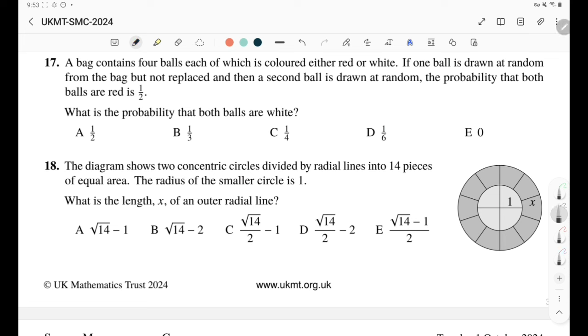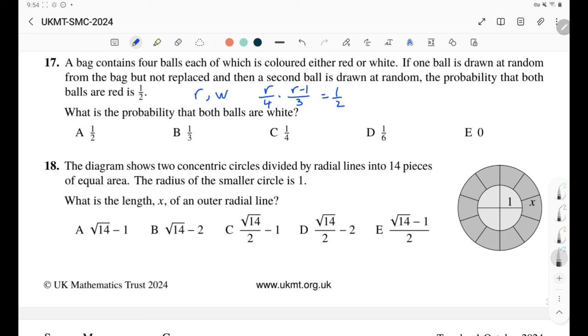Okay, this is actually an easy probability question. We just need to find the probability of the first one. So let's say the number of red balls is R, and the number of white balls is W. Of course, R plus W is just 4. First of all, what's the probability that the first ball is red? It's just R over 4, clearly. Now, after we did that, how many red balls are there? R minus 1. So the probability that we get another one is R minus 1 over 3. So this number here is equal to half.